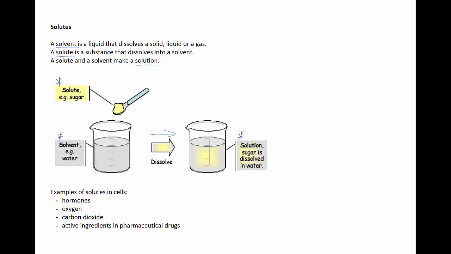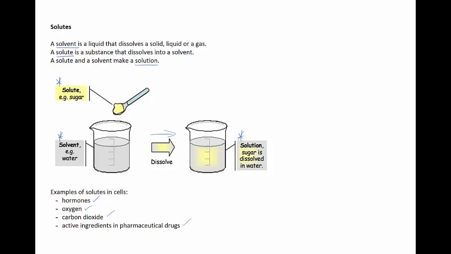In the case of cells, the solute could be molecules such as hormones, oxygen, carbon dioxide, or active ingredients in pharmaceutical drugs. And of course, your solvent is the water that you have inside your cytoplasm or outside of the cell. So solutes, such as hormones, oxygen, carbon dioxide, etc., are dissolved in the watery solution inside the cytoplasm and outside the cytoplasm. And because of this, they can actually transport through the cell membrane.